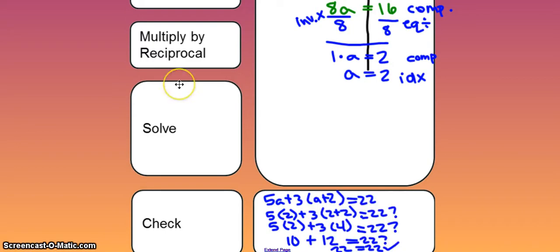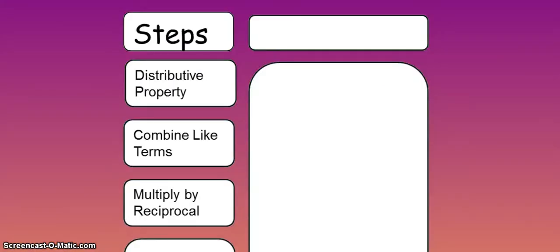Double check. Alright, moving on to our third problem. Alright, here we have 2x plus 7 times the quantity of x minus 3 equals 6.